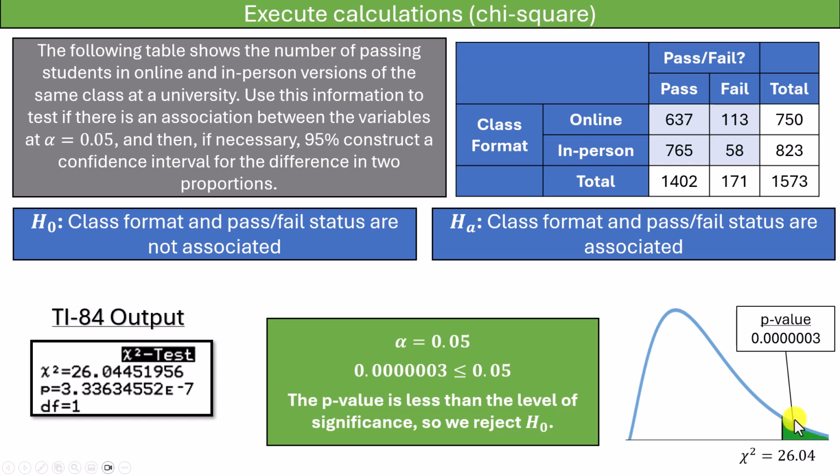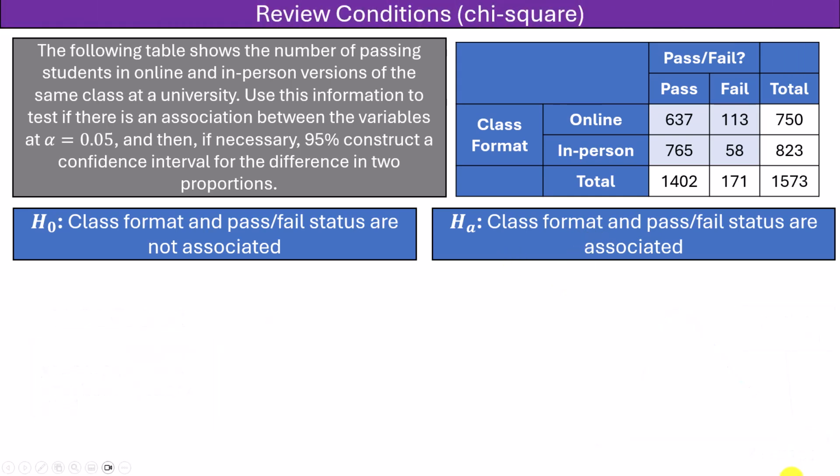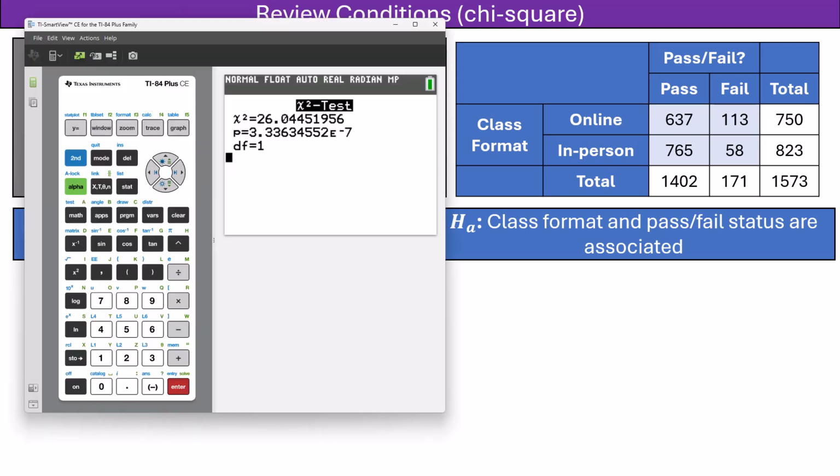But basically this says that the chance of getting the results that we got, assuming that class format and pass-fail status were not associated, is extremely low. There's only a 0.000003 chance of that happening. So we're going to reject that, and then we're going to conclude that class format and pass-fail status are indeed associated. Now, we skipped the review conditions step because we had to do the execute calculations first if we're going to do it on the calculator.